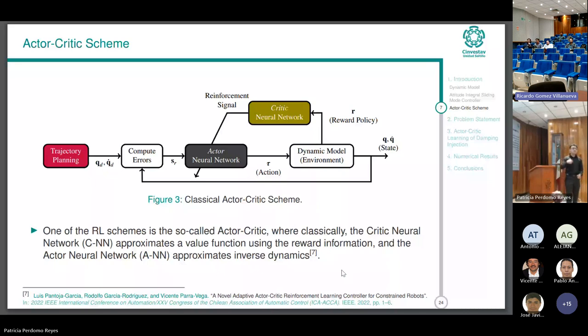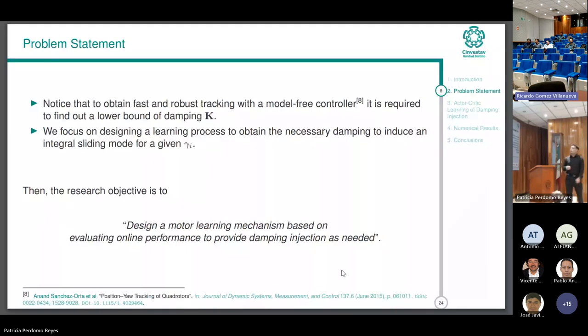And the critic offers a reinforcement signal to the actor neural network, and this neural network applies an action, which is the control. In many schemes, the actor uses the goal is to approximate the inverse dynamics. In our case, we need to consider the following problem statement.